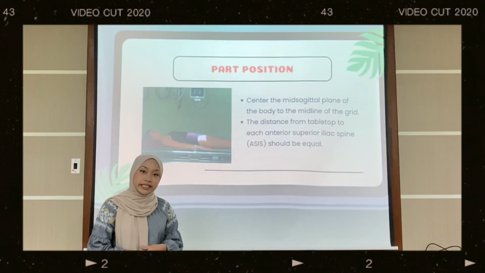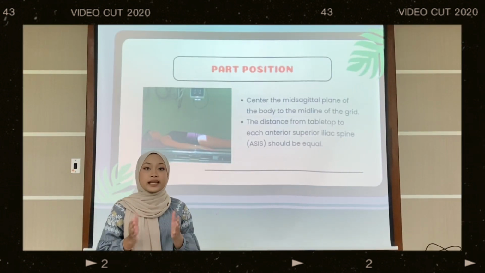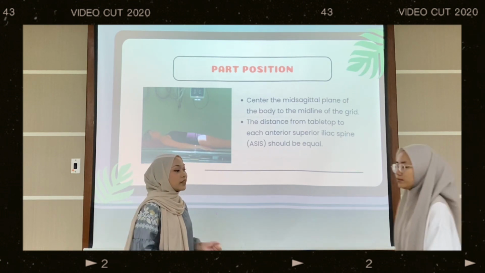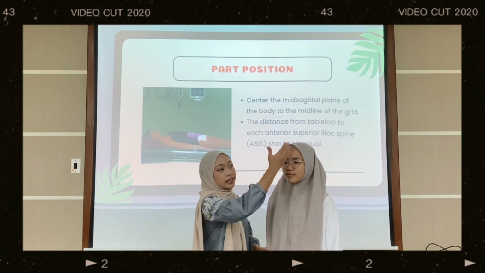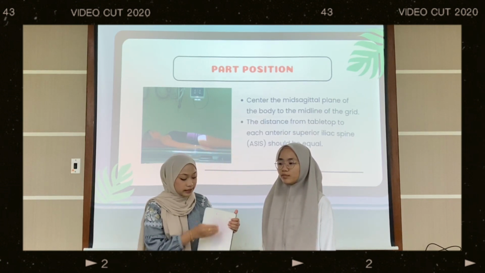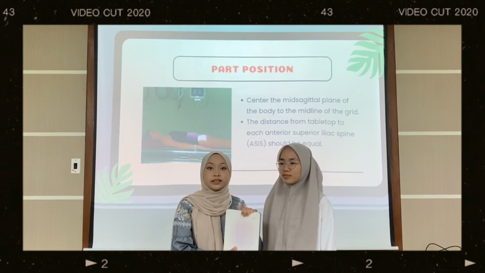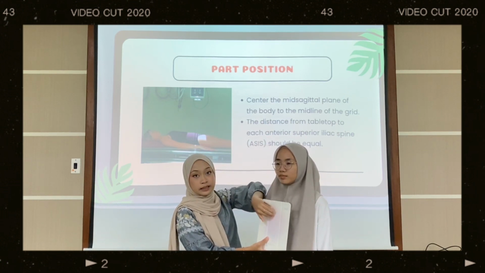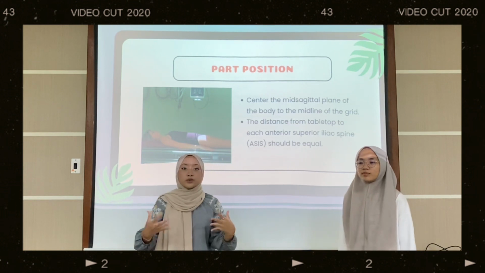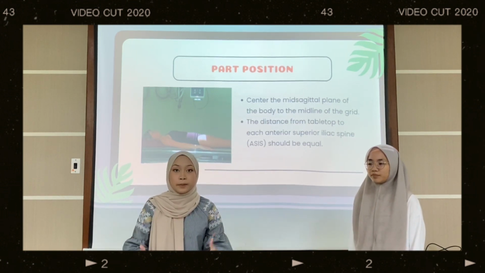For the part positioning, the radiographer should center the mid-sagittal plane of the body to the midline of the grid. For example, this is the patient and this is the mid-sagittal plane of the body. And imagine this as a grid. So this is the midline of the grid. So the midline of the grid must be centered to the mid-sagittal plane of the body. And how to make sure that the patient is in a true AP position?